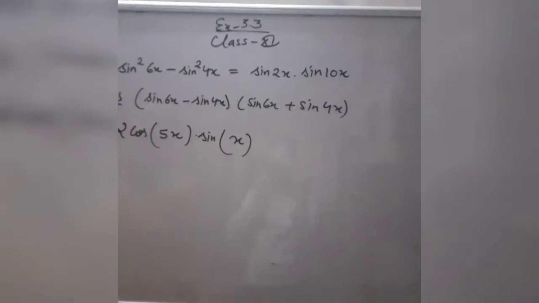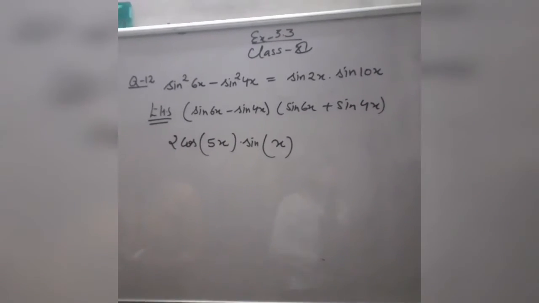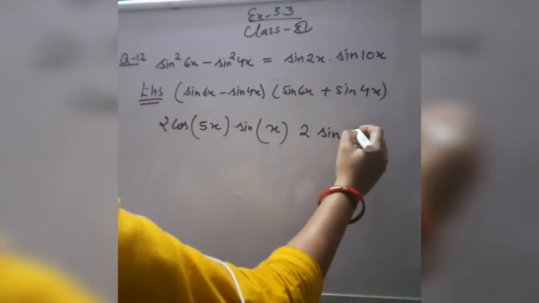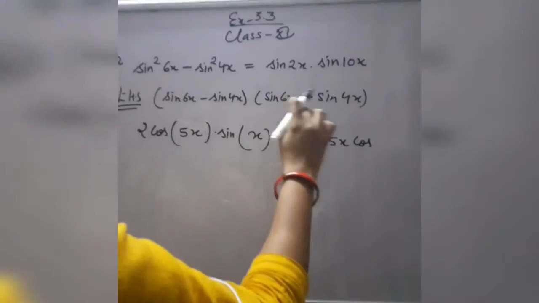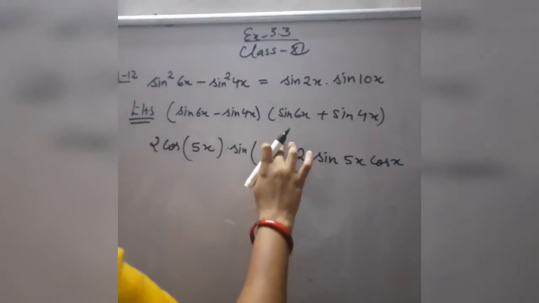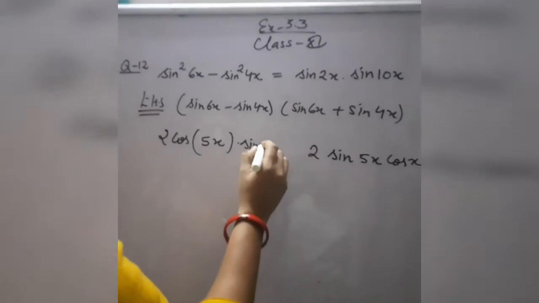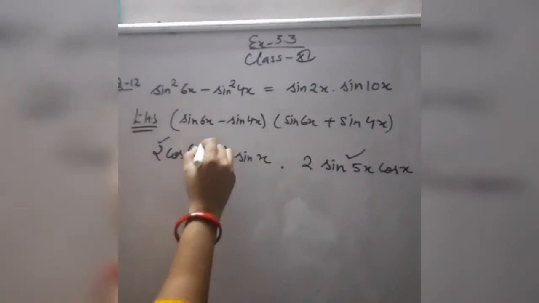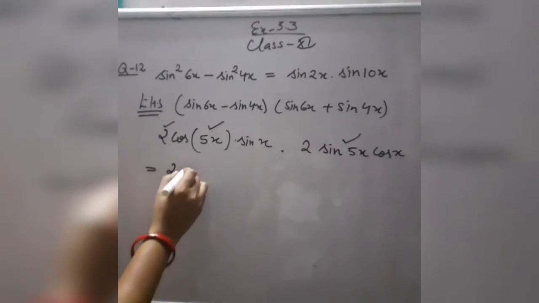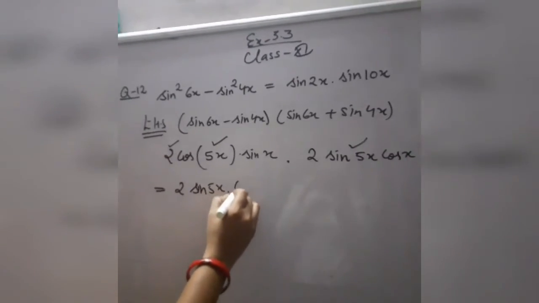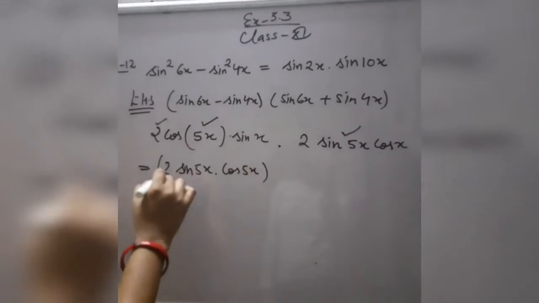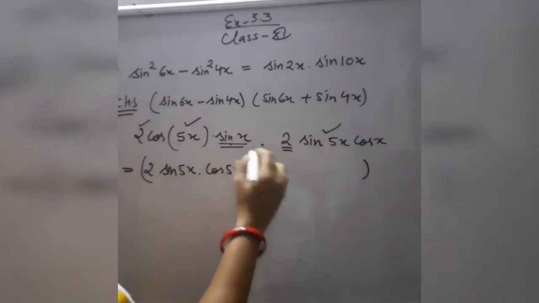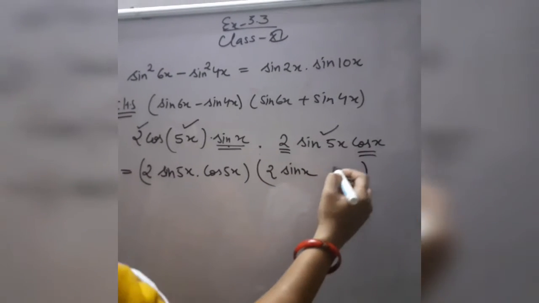Now in the second bracket use the formula of sin x plus sin y, which equals 2 sin((x + y)/2) into cos((x − y)/2), that is 2 sin 5x into cos x. Now see here, take 2 sin 5x and cos 5x together in a single bracket, and in the second bracket take the remaining terms, this 2, then sin x, and the last term cos x.